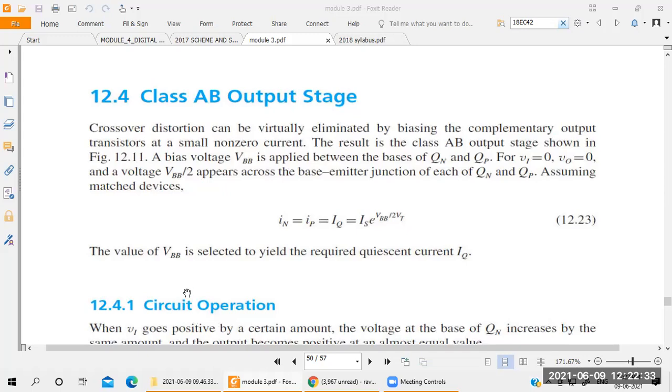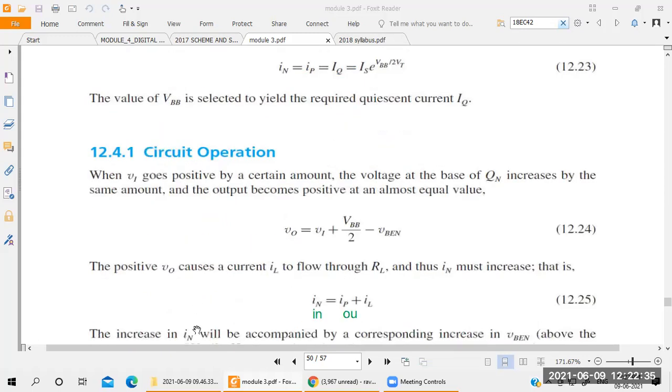Understood? So here you take the circuit operation. When the AC input voltage is positive here, Q1 becomes on condition. QP becomes off condition. The NPN transistor becomes on condition, and the PNP transistor becomes off condition.